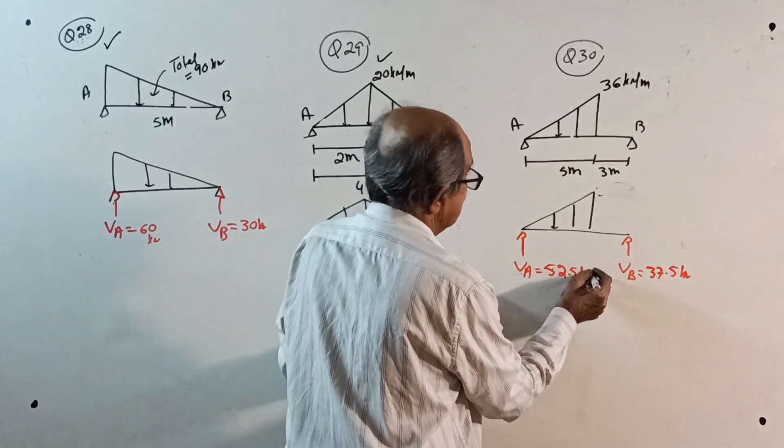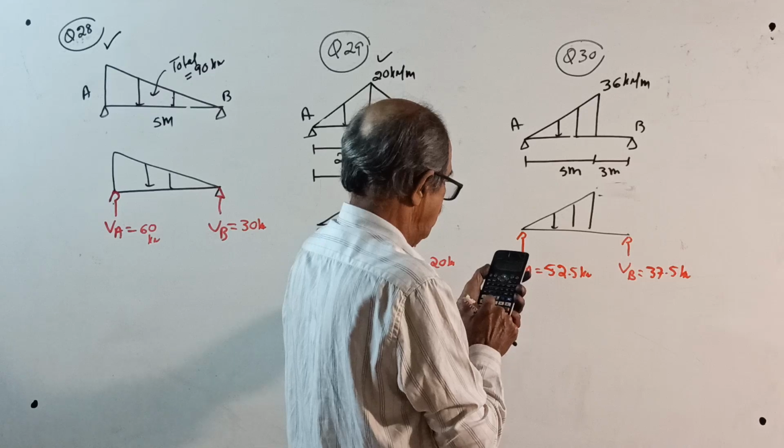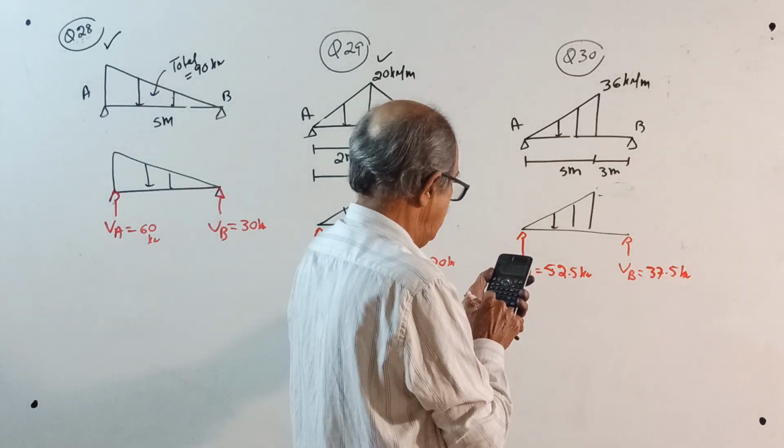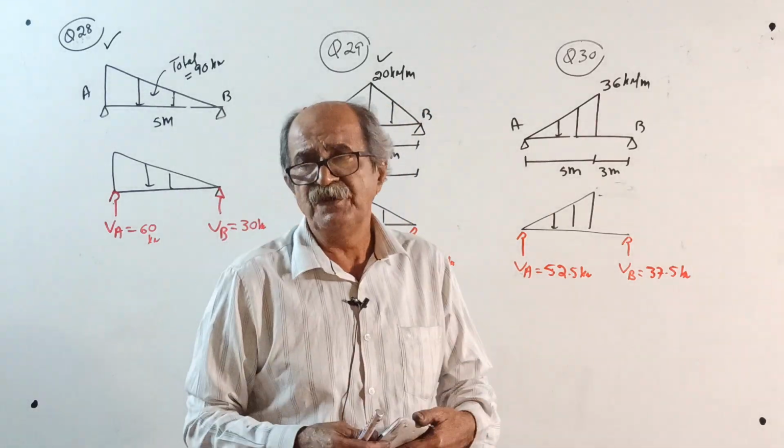One minute, I'll check the answer. Half into 5 into 36 into 3 plus 1 by 3 of 5, divided by 8. Perfectly correct. Over. Okay, I will end today's class.